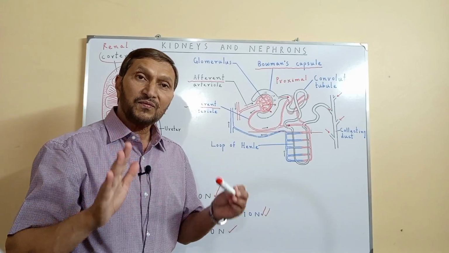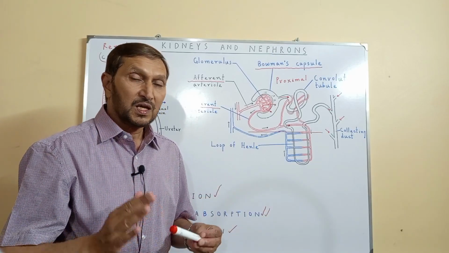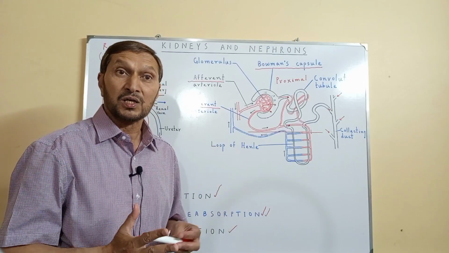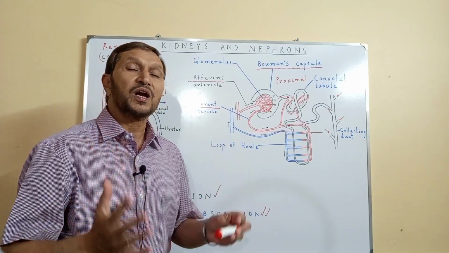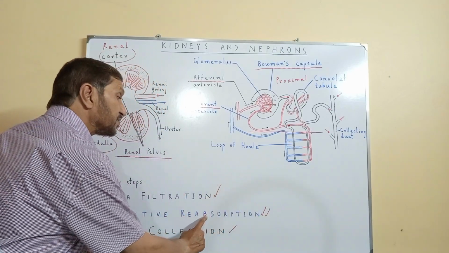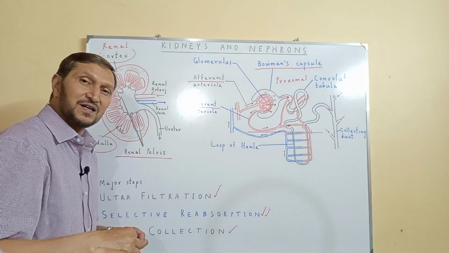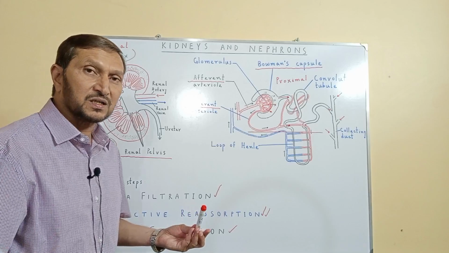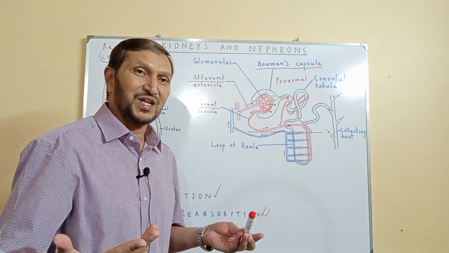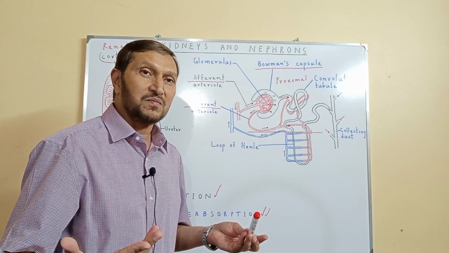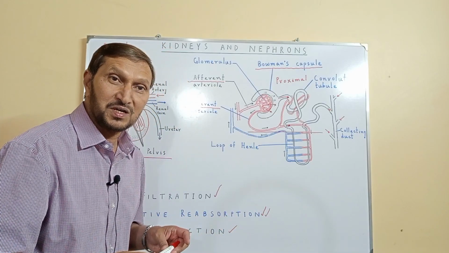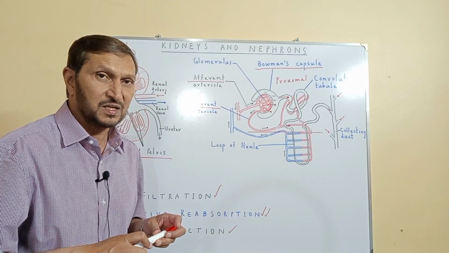Because all of the small molecules should not be removed, and all of the water present in the blood should not be removed. A certain amount of water is reabsorbed back into the blood, because our body needs water, our blood needs water to maintain a certain amount of osmotic potential. All of the water should not be lost. That's why selective reabsorption should take place, and it is very necessary.